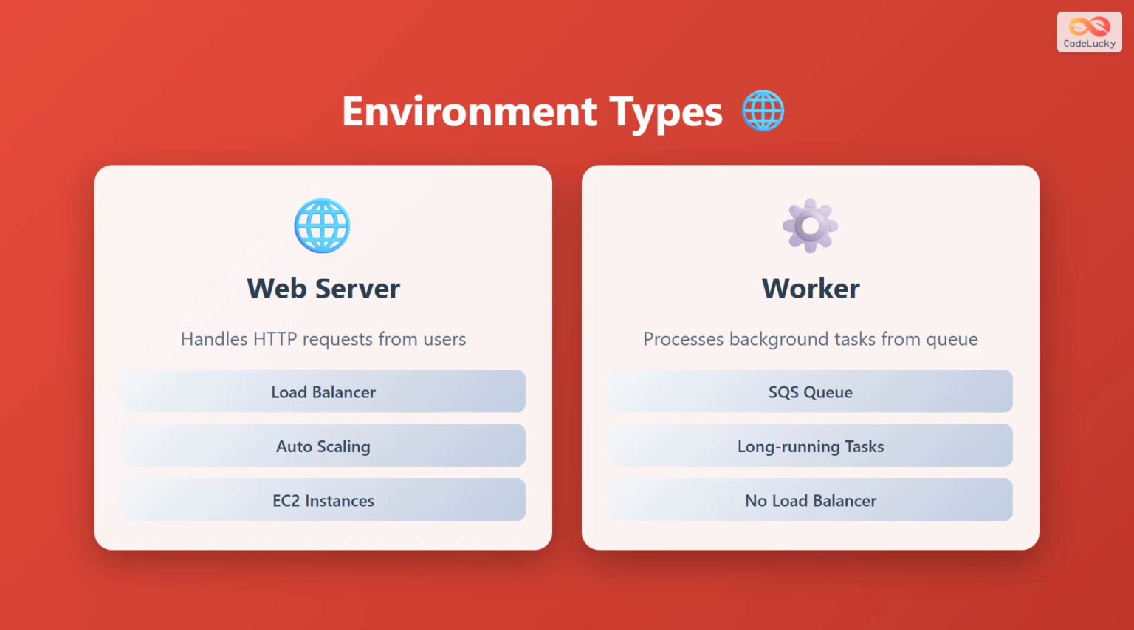The second type is the worker environment, which is optimized for processing background tasks from a queue. It uses Amazon SQS, or Simple Queue Service, to manage task queues, handles long-running or resource-intensive tasks, and doesn't include a load balancer since it doesn't serve user requests directly. These 2 environment types can work together, with the web server handling user interactions and the worker processing background jobs.